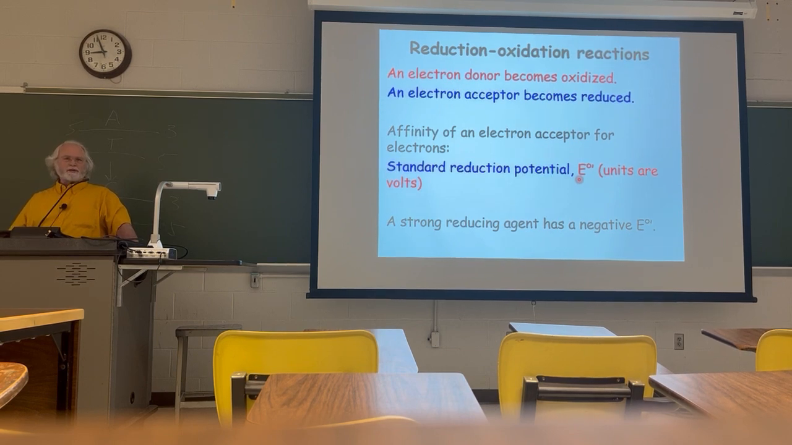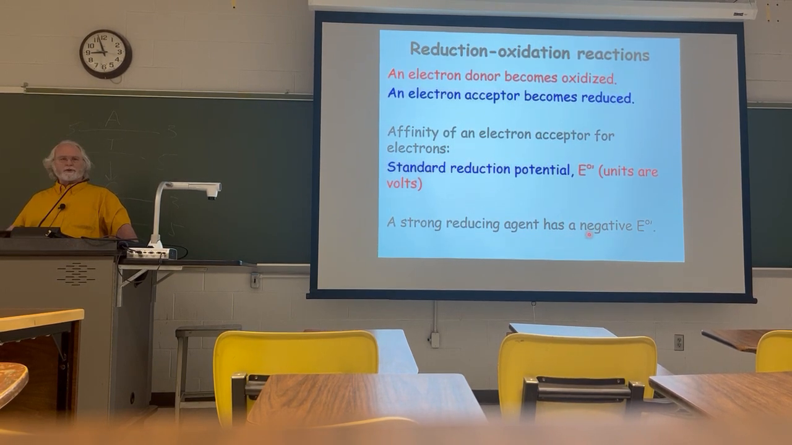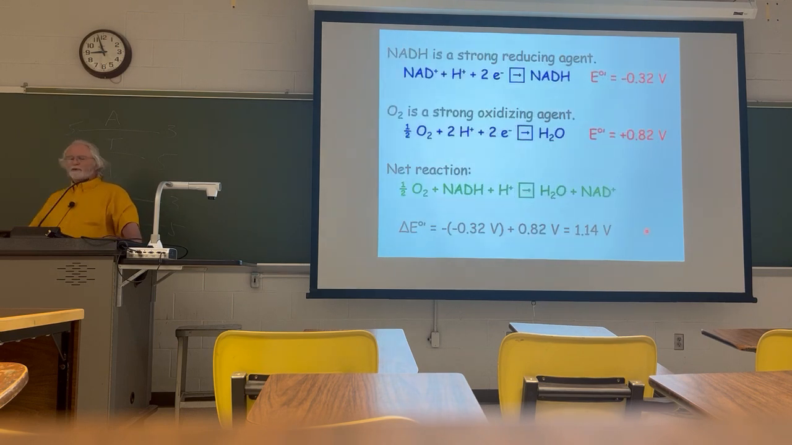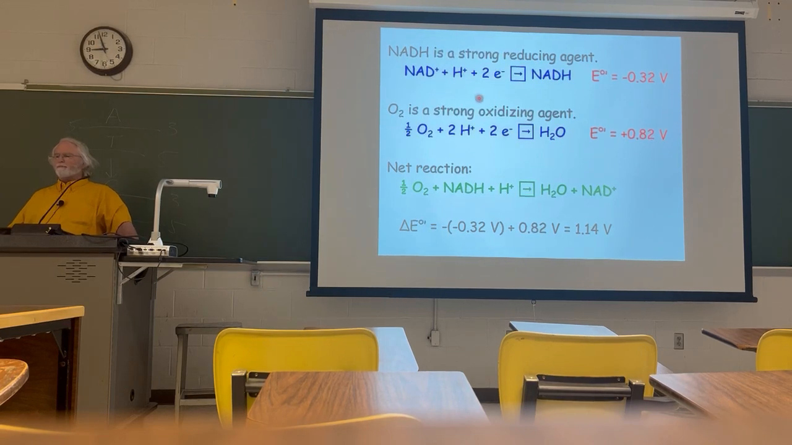So it's related to standard free energy change, and I'll show you that in a minute. This standard reduction potential has a unit in volts. So it's about a movement of electrons. It's measured in volts. And a molecule that is a strong reducing agent has a negative value for the standard reduction potential. So the molecules we're thinking about here to start, NADH is a strong reducing agent.